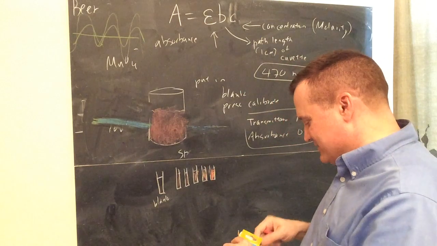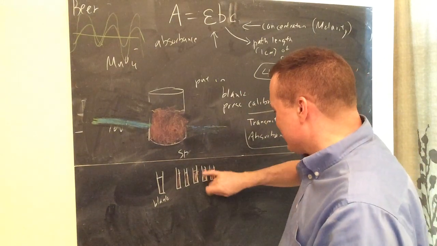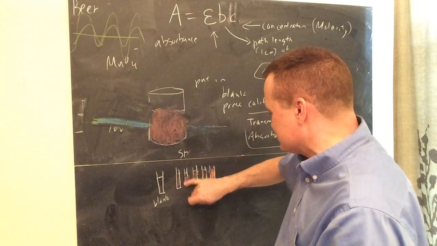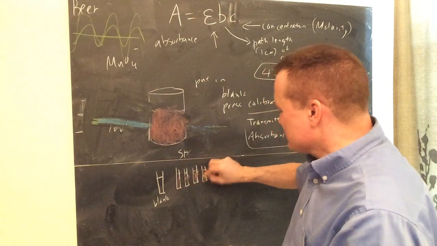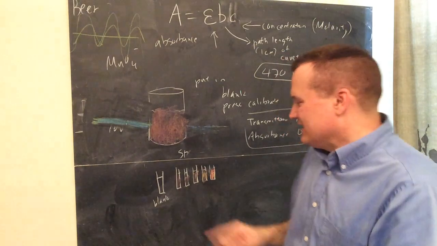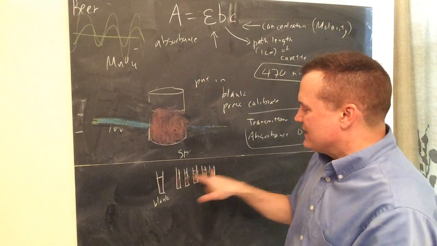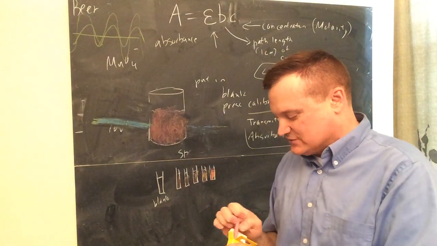That's not doing too good, is it? Well, anyway, I'd mess it up now. It's supposed to be getting darker as you go across. So lightest to darkest, nothing at all, then lightest to darkest. So you make 5 different solutions.